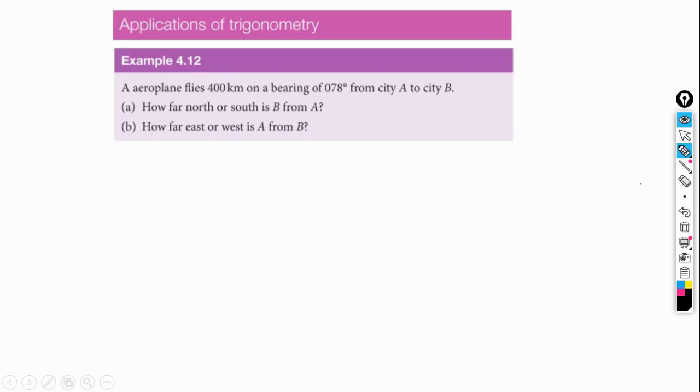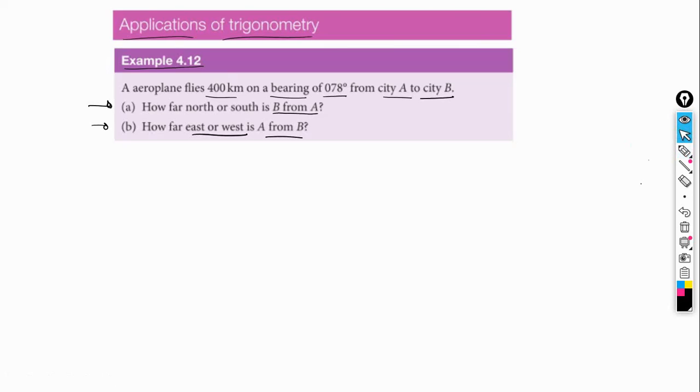So now we're going to take a look at some applications of trigonometry. And let's begin with example 4.12. And it says, an aeroplane flies 400 kilometers on a bearing of 78 degrees from city A to city B. Part A, how far north or south is B from A? Part B, how far east or west is A from B?